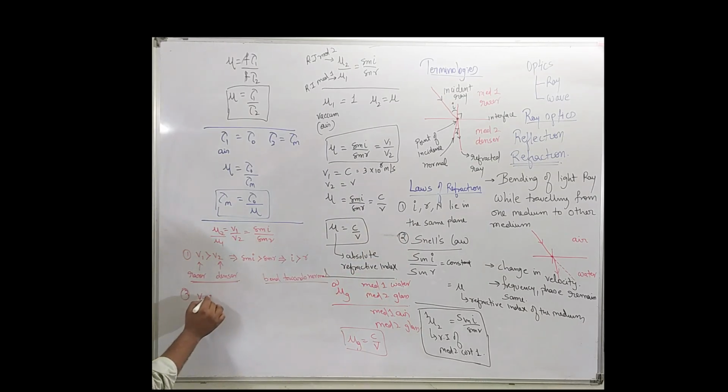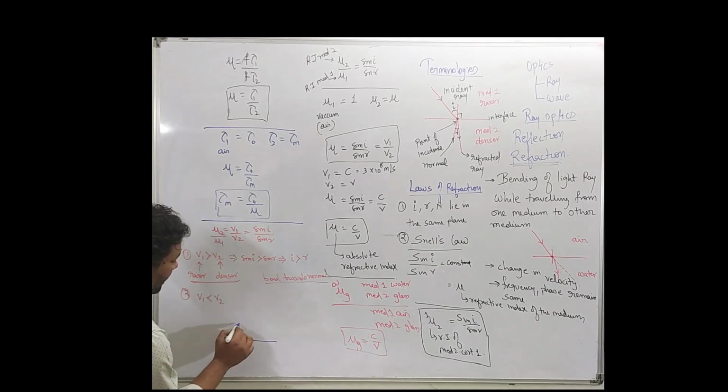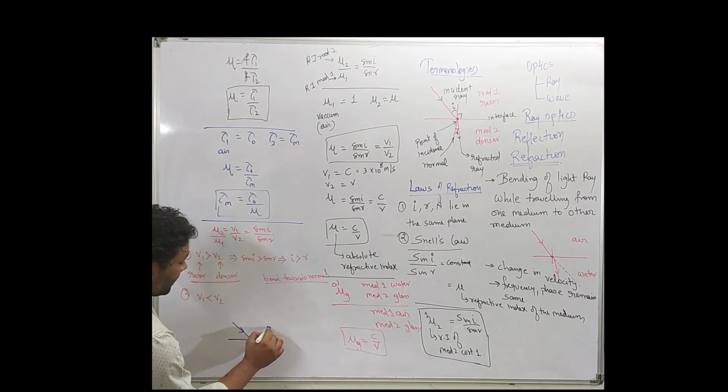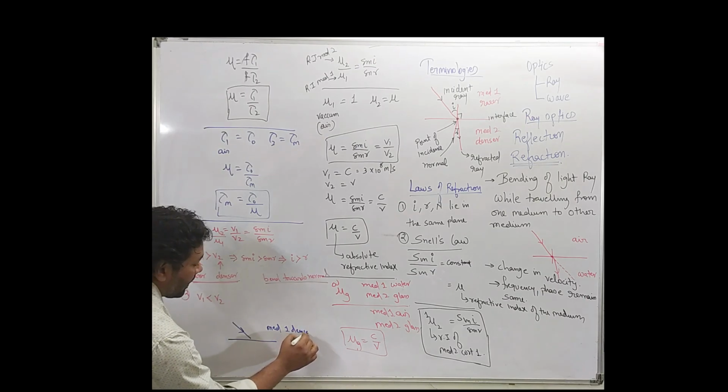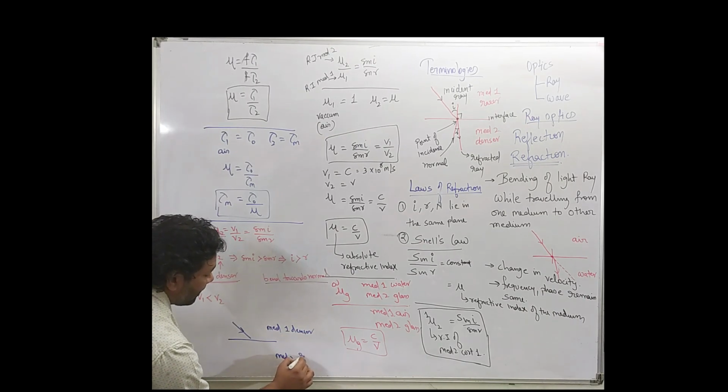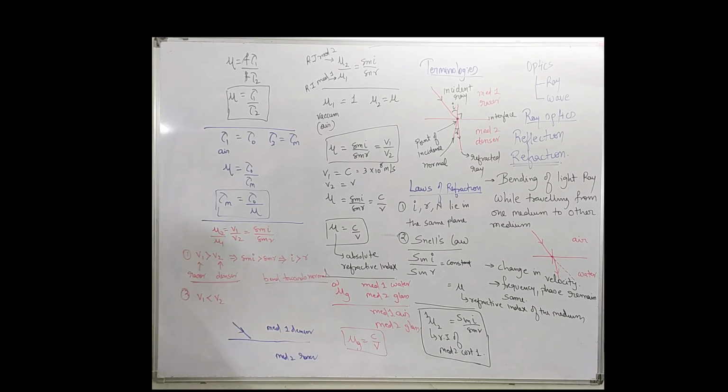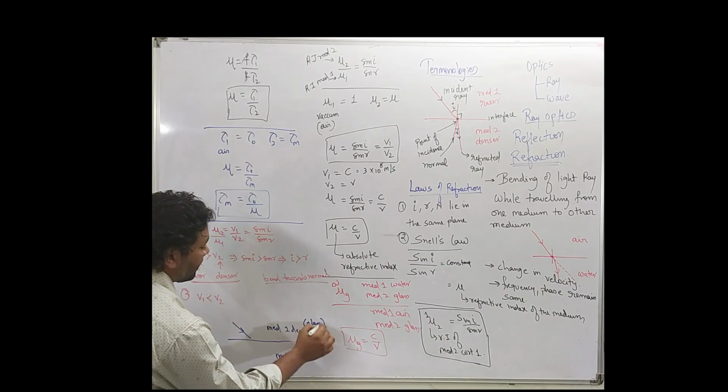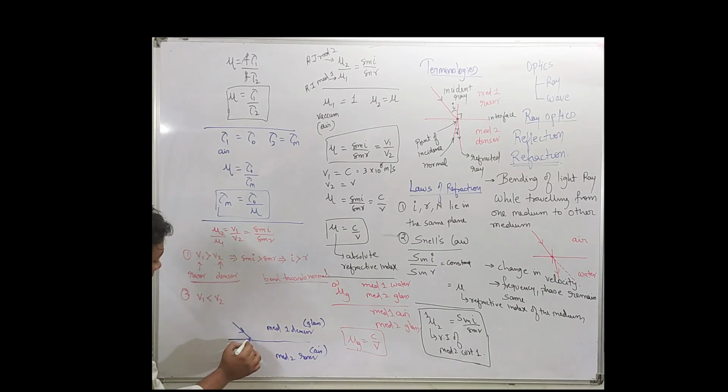Second case, if v1 is smaller than v2, that is, medium 1 is a denser medium. I'll draw it up here. Let's say this is medium 1, which is denser, and here we have medium 2, which is a rarer medium. So you may say that light is traveling from glass to air. Once again, at the point of incidence, we'll draw a normal. So let us see how the light ray will bend.